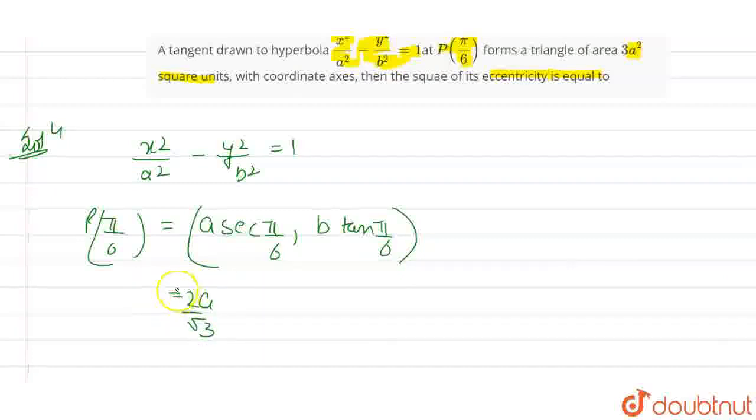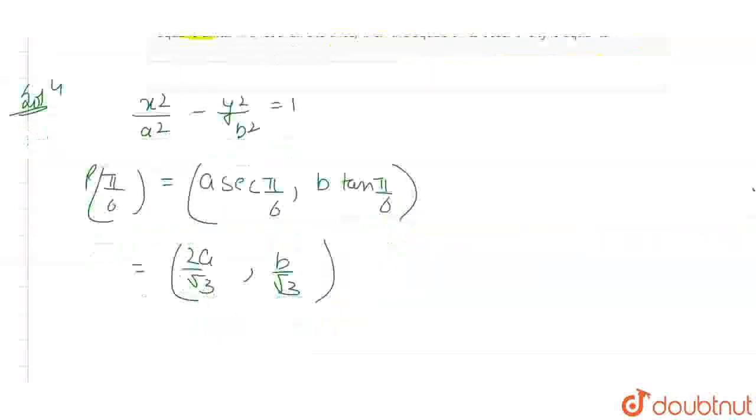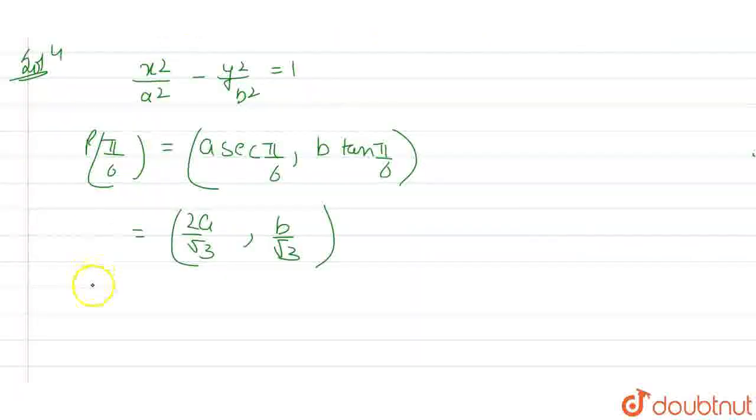Now if I simplify this, I'll get the coordinates. Because we know that the value of sec 30 is 2 by root 3, this will come up as 2a by root 3, and this will come up as b by root 3, since tan 30 degrees is 1 by root 3. So now I have the coordinates of this point.